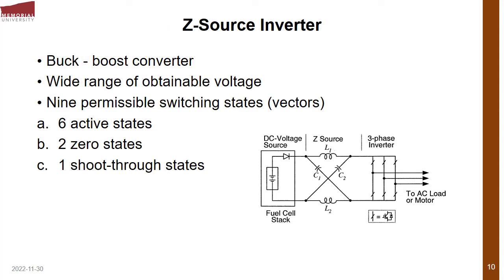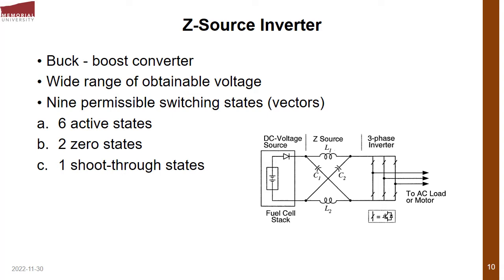They can be either buck or boost, depending on what we want, unlike the I and the V source, which is one at a time. This one can be both buck and boost, and it can give us a wide range because of its buck and boost operation. It operates in 9 permissible switching states.